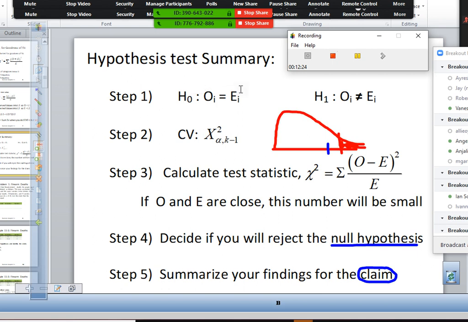Almost always it should. Right, so almost always H naught is going to be your claim. And almost always it's going to be that the observed equal the expected in some way. What you observe should equal what you expect in some manner.